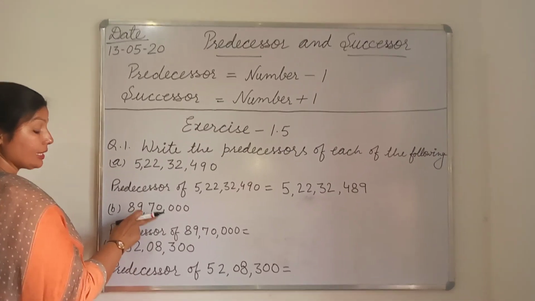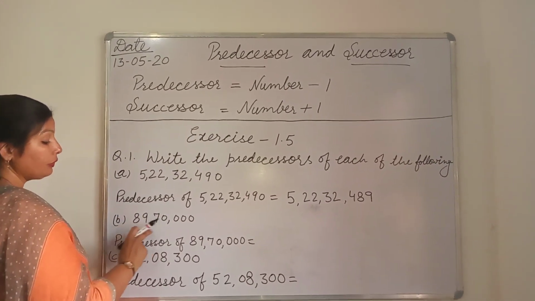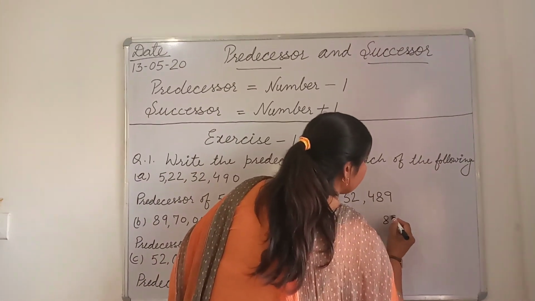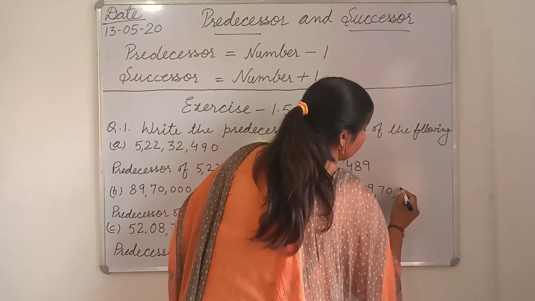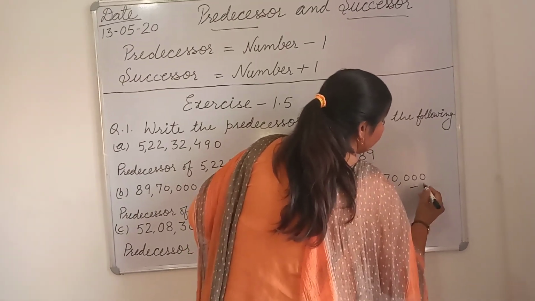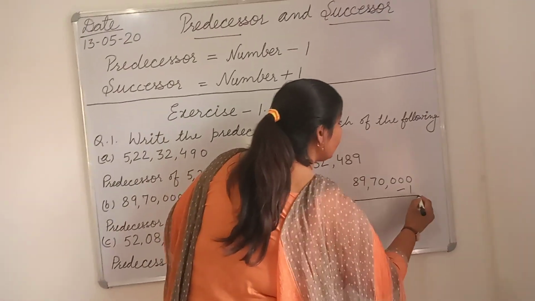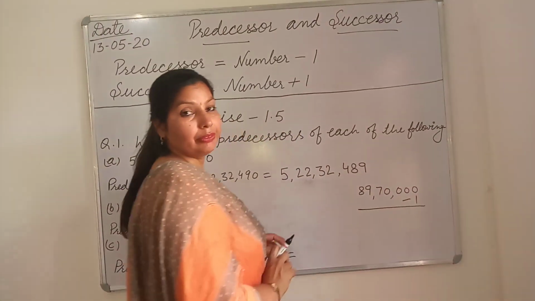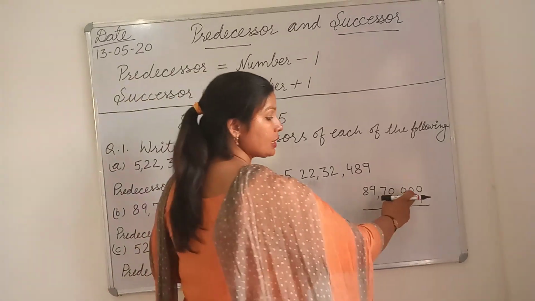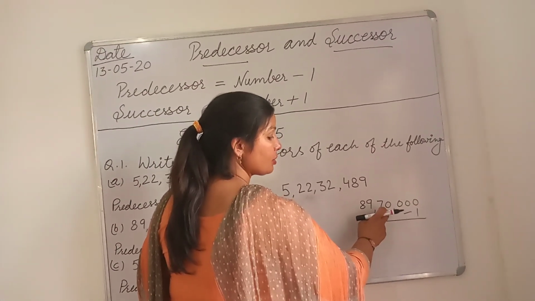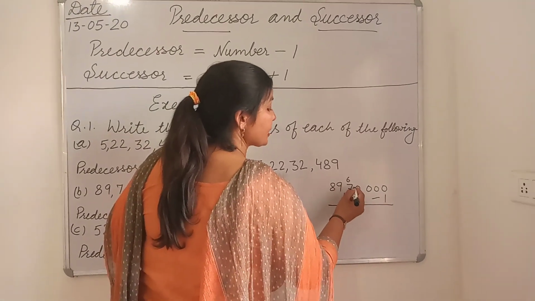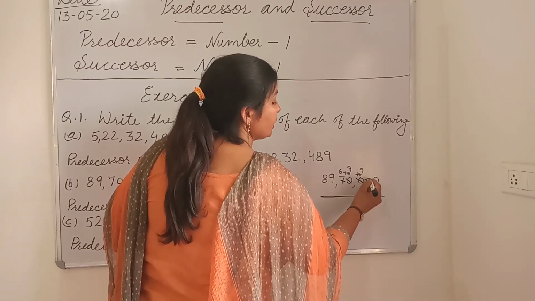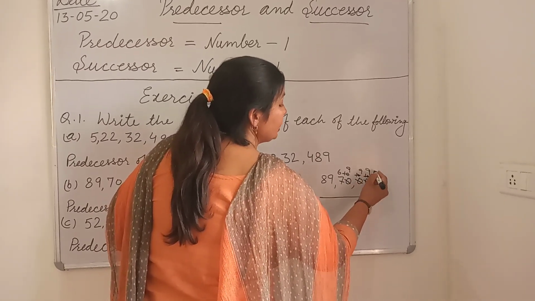Okay. Now it's B part. 89 lakhs 70,000. Now we will do minus 1. So 89 lakhs 70,000 minus 1. How will you do it? From 0 can you subtract 1? No. You will take a borrow. But the next is 0, the next is also 0, the next is also 0. So we take from there. There will be 6, then 10, 9, 10, 9, and there will be 10.